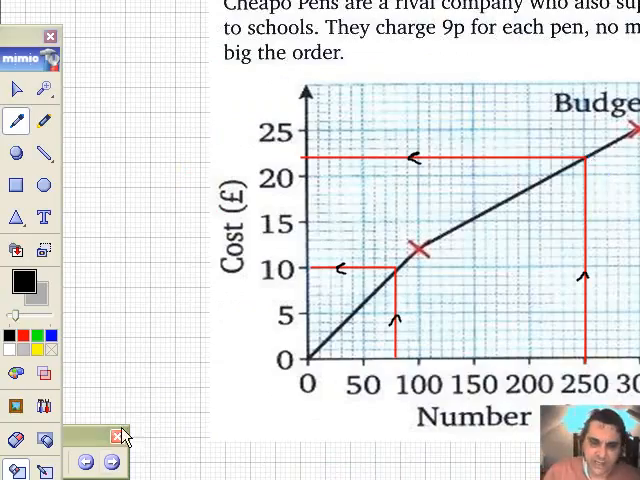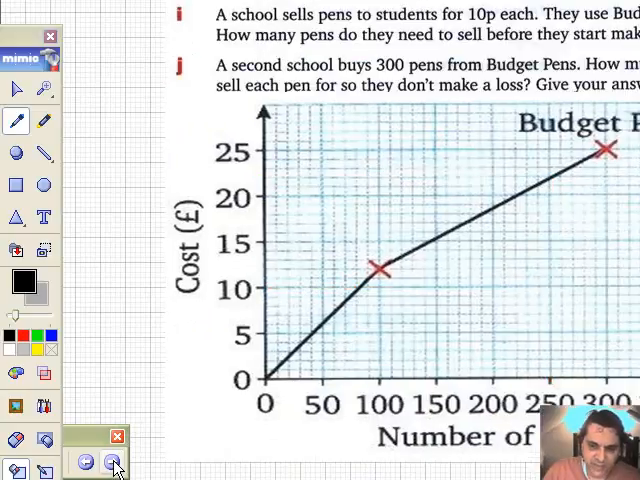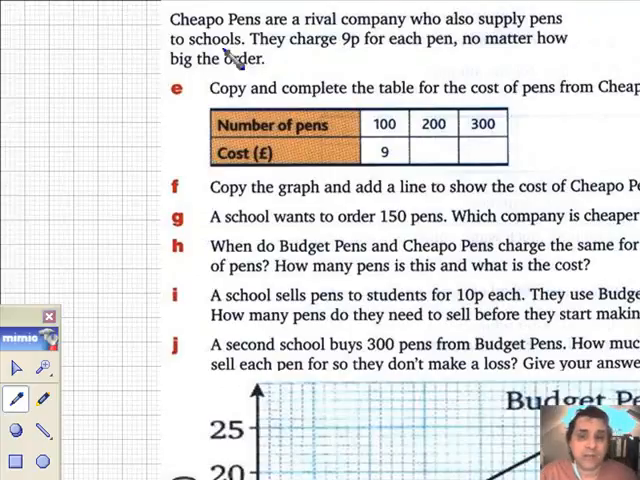Okay. Then it talks about Cheapo Pens. Well, what I've done is redone the graph again to allow for Cheapo Pens. This will go to the end of the question, hopefully it will fit in the video. It says Cheapo Pens are a rival company who also supply pens to schools. They charge 9p for each pen, no matter how big the order is. So in other words, it's a flat rate.